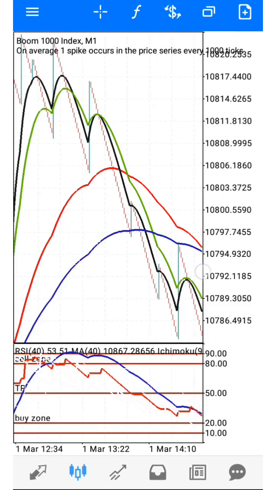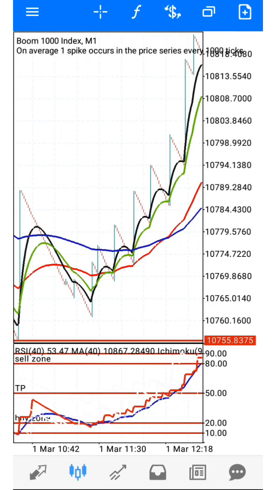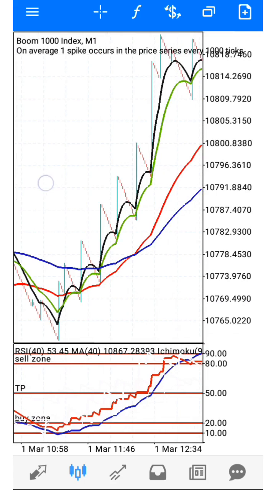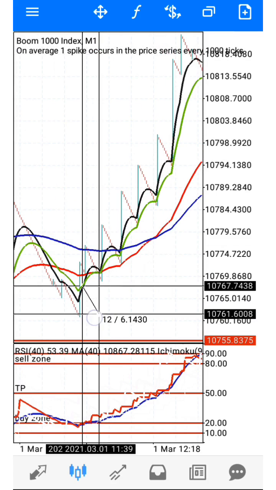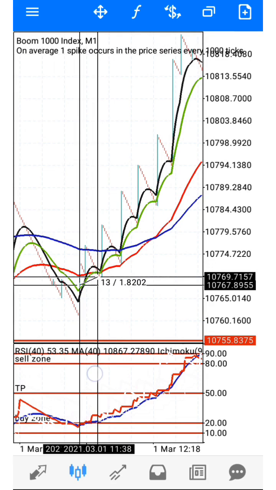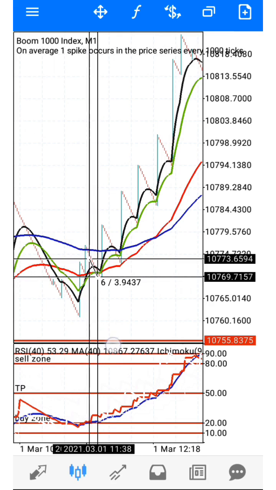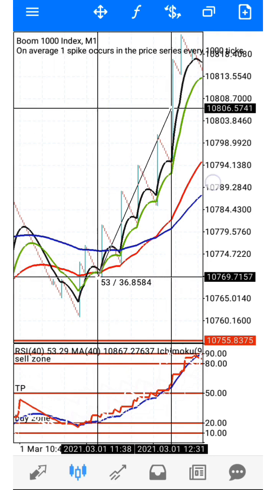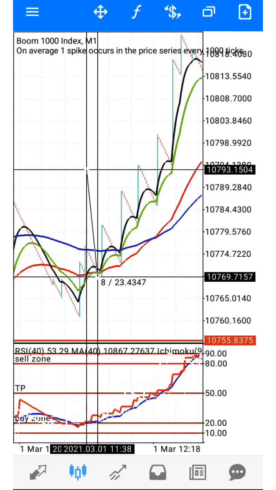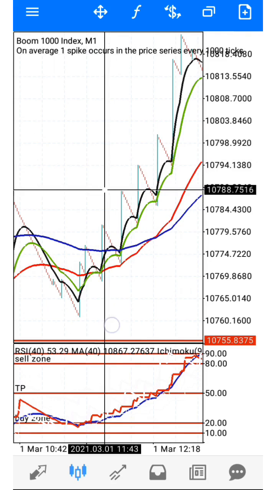Look at another entry here that we missed. From this point, the market has spiked, and this one crossed. What happened? We wait for this one to cross again. After this one crossed, what happened? The market continued to rally up. You see? It's just very simple. The market will go up here, up to this point.